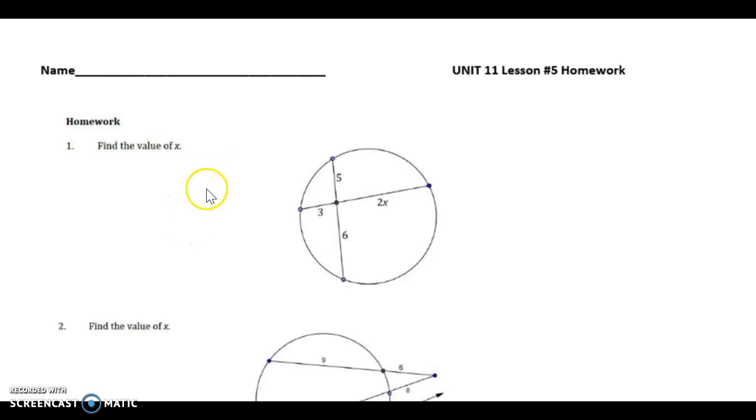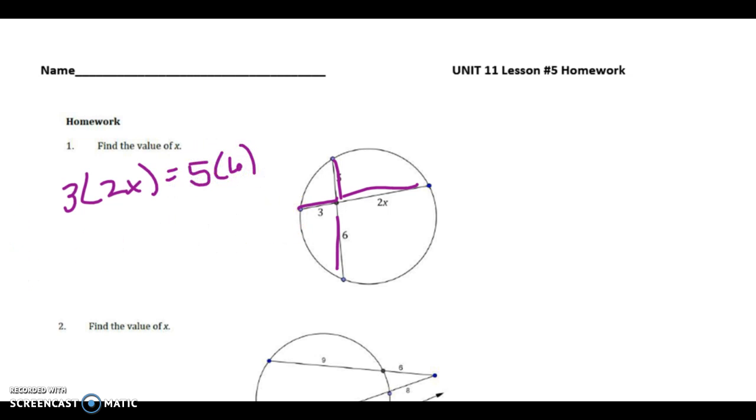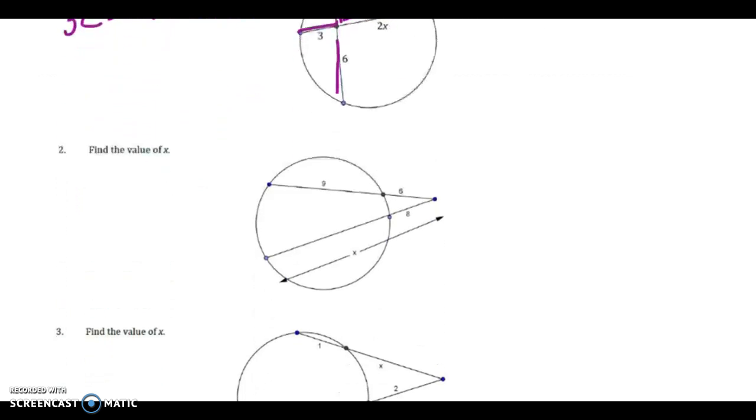Okay, Unit 11, Lesson 5. We're talking about two intersecting chords. So we learned that part times part equals part times part. So 3 times 2x equals 5 times 6. So 3 times 2x equals 5 times 6, and then you just need to solve that. So that was just a review.